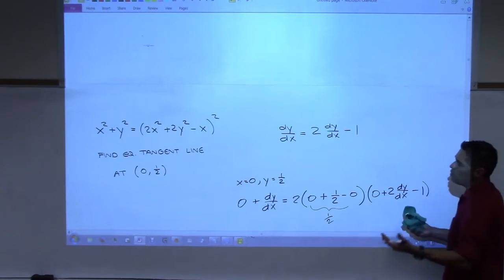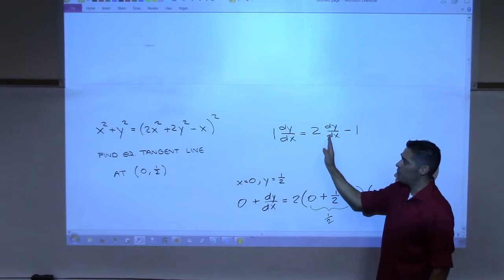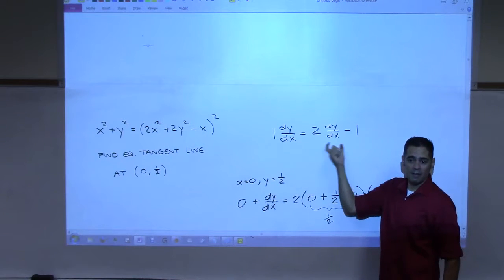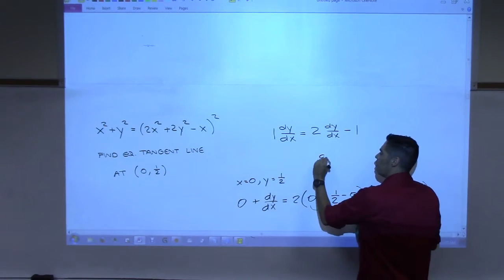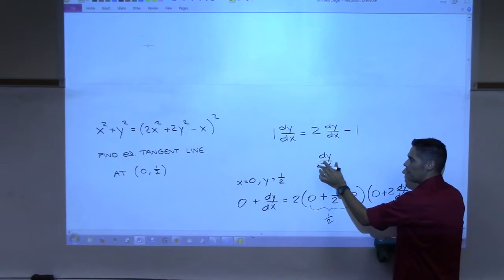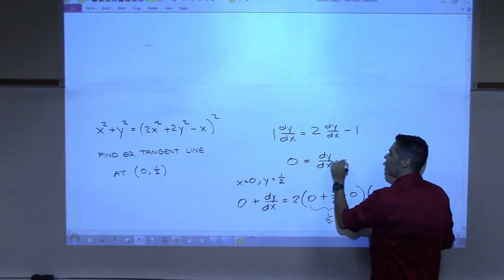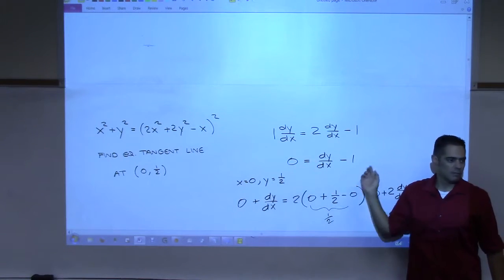So several ways you can do this. I have one dy/dx here and 2 of them here. How about I subtract 1 from each side? Subtract one of those, and it'll just be a dy/dx left over here, just one single one of them. Then I'd have over here 0 and minus 1. And then add 1 to both sides.